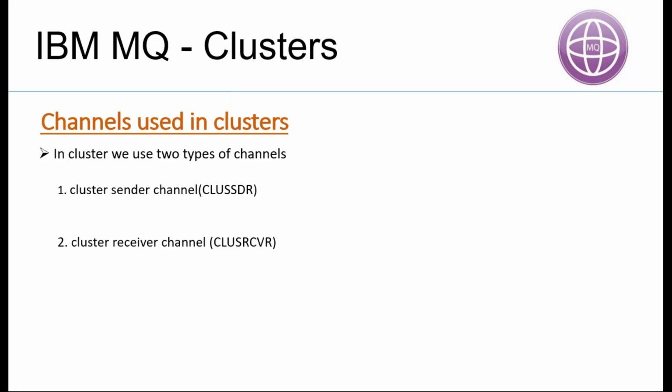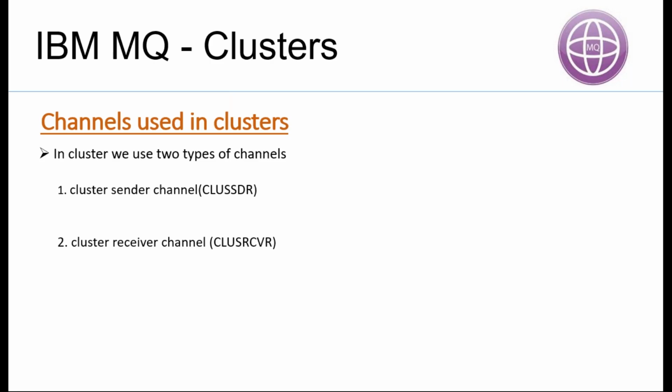Exactly. So basically, the sender channel sends the message over the network, and the receiver channel receives the message over the network. That is what in the point-to-point it behaves. Now, can you guess what would be the use of cluster sender channel in the clusters? To establish communication between the queue managers which are there in the cluster.